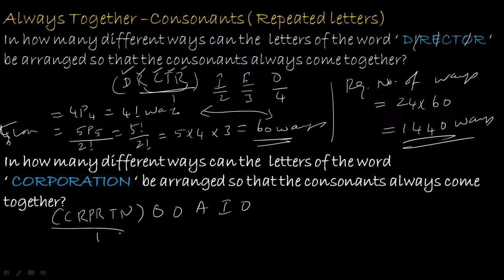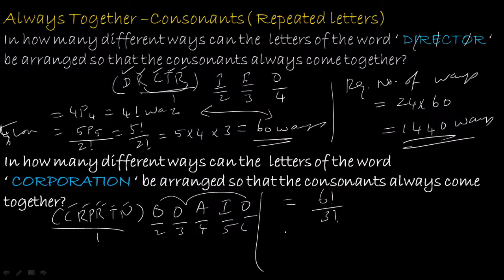Taking these as one letter, you have 1, 2, 3, 4, 5, 6. So totally you have 6 different letters. If you are having 6 different letters, the number of possible arrangements is 6 factorial. But look here, the letter O repeats 3 times and the rest are different. So you have to write it in the denominator. And look at the consonants. Here you have 1, 2, 3, 4, 5, 6 consonants, and the 6 consonants can be arranged among themselves in 6 factorial ways.